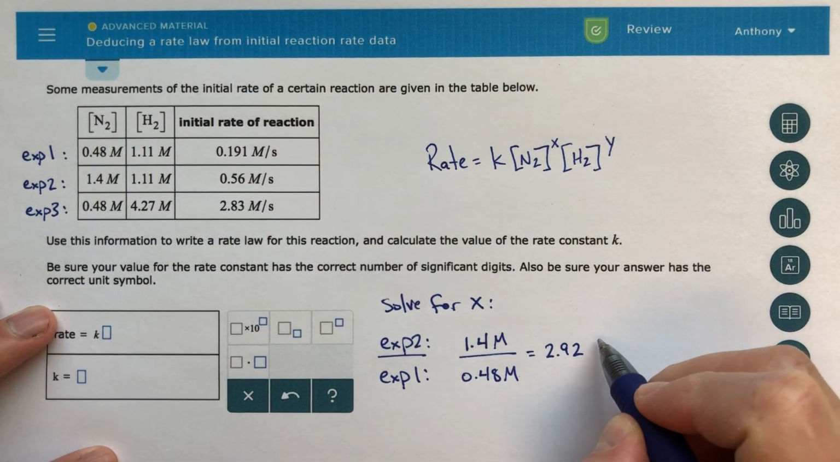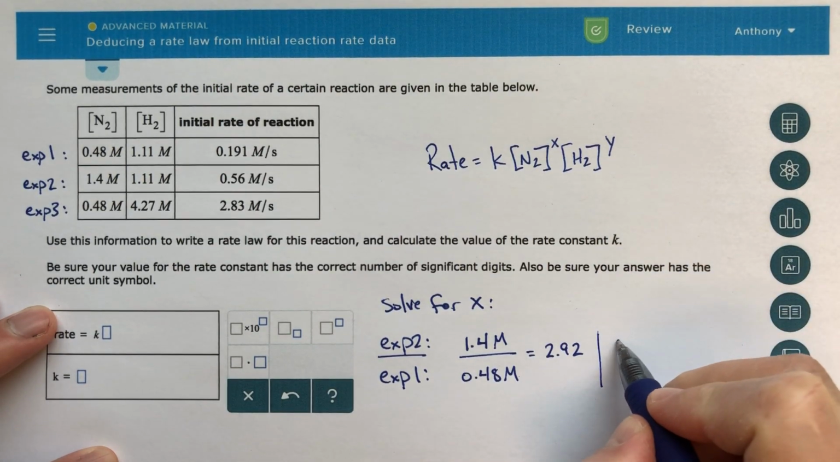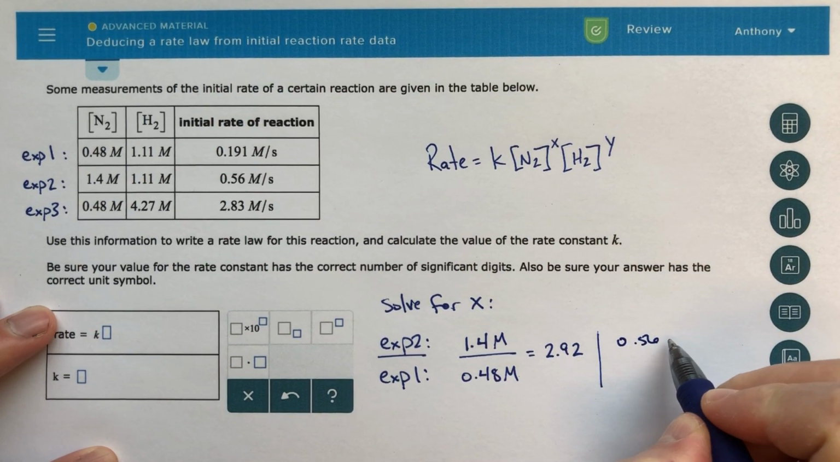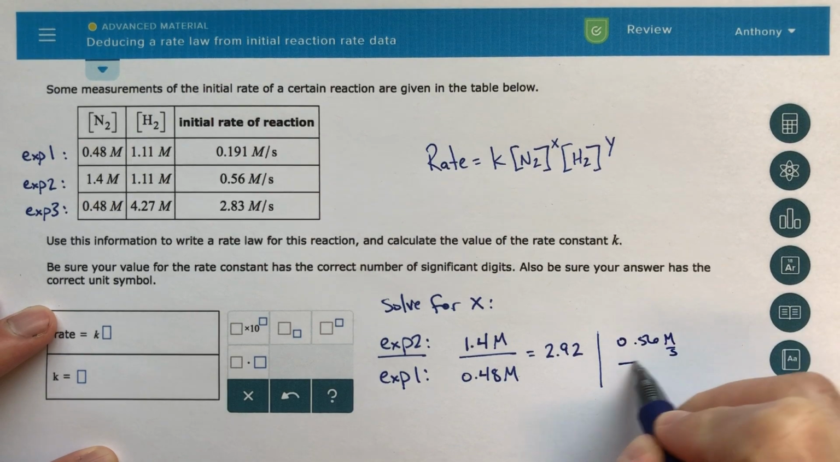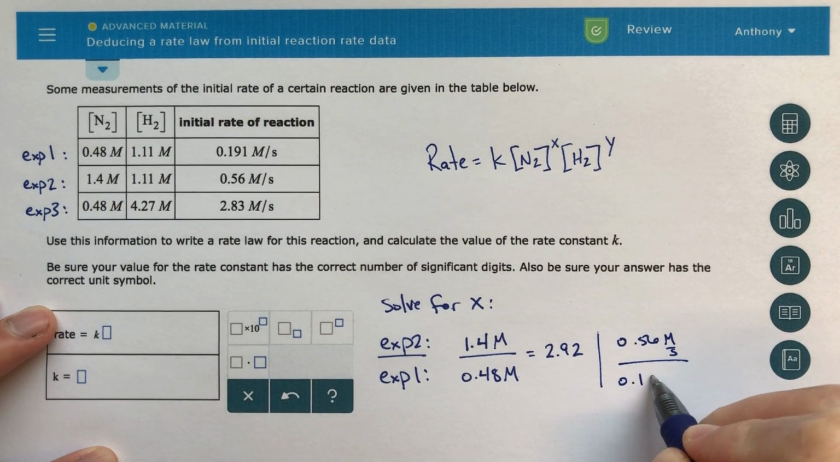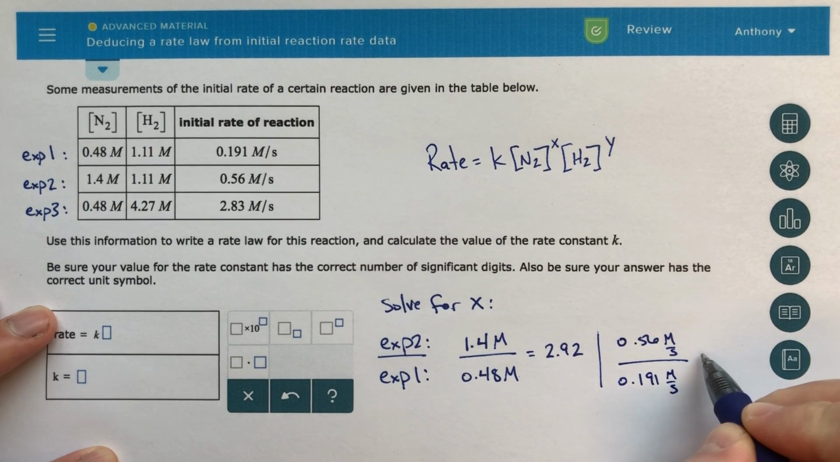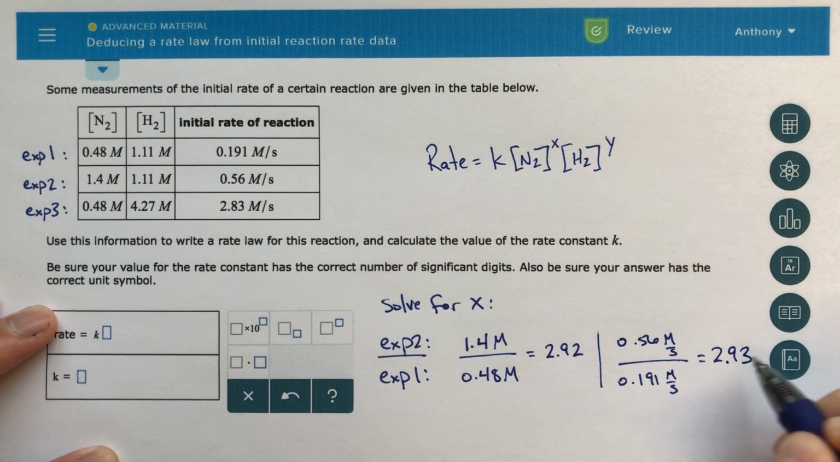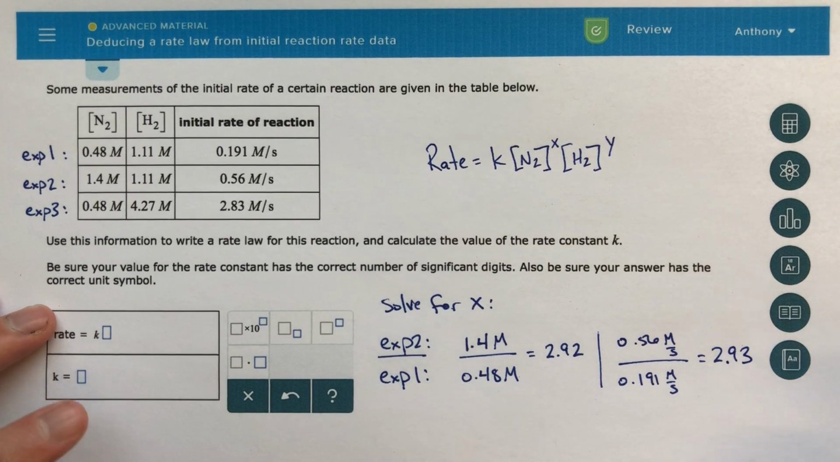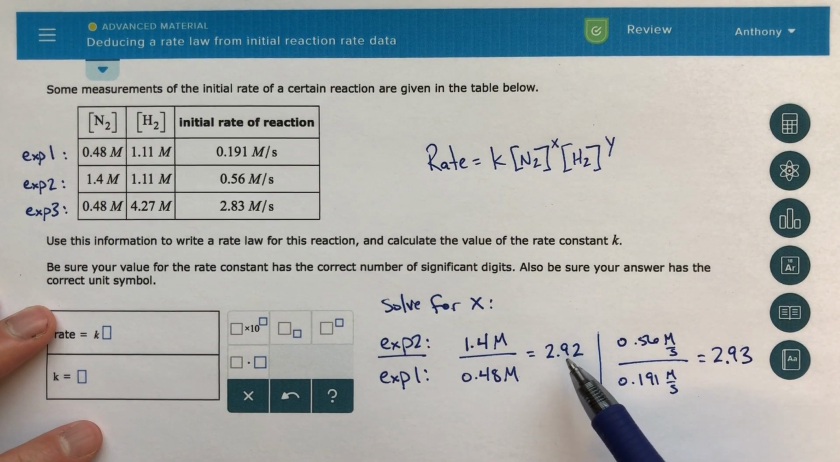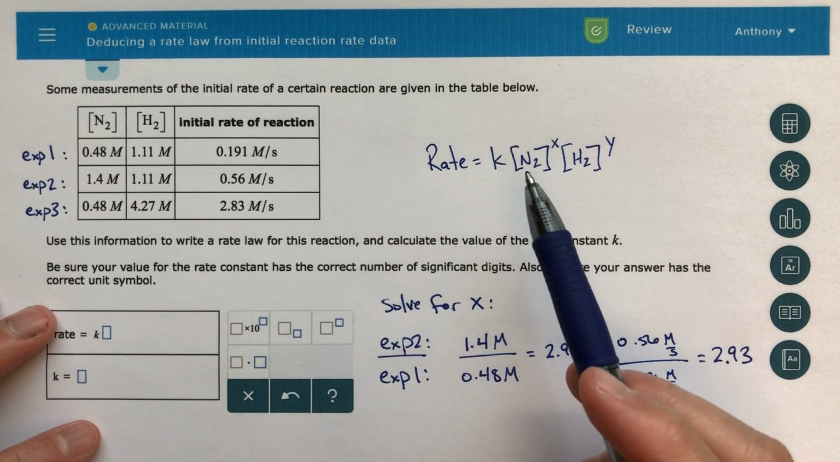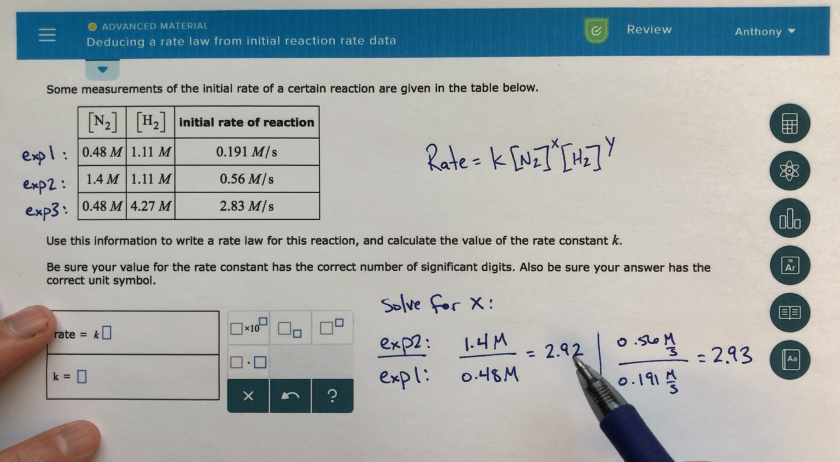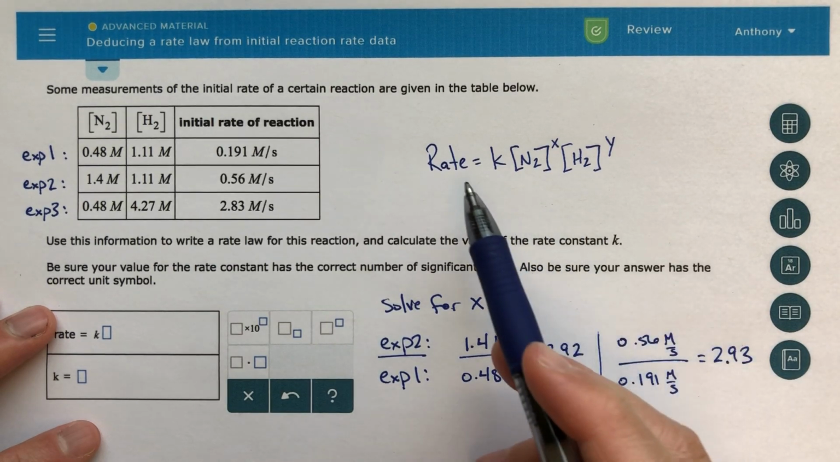The rate of the reaction goes from 0.56 molar per second to 0.191 molar per second. So that ratio equals 2.93. So these two numbers are essentially the same, right? If you look at this number, 2.92, 2.93, what that's telling us is that for every time we increase the concentration of N2 by a factor of 2.92, we see the same increase in our rate.